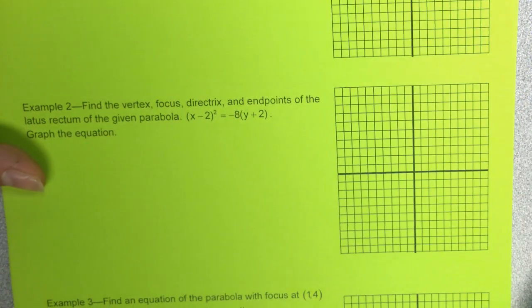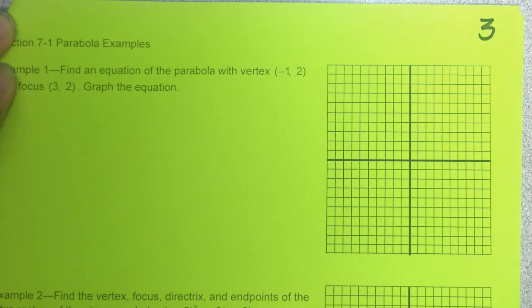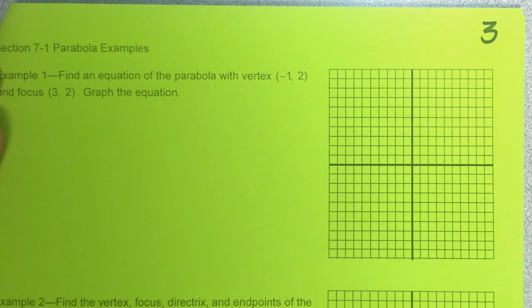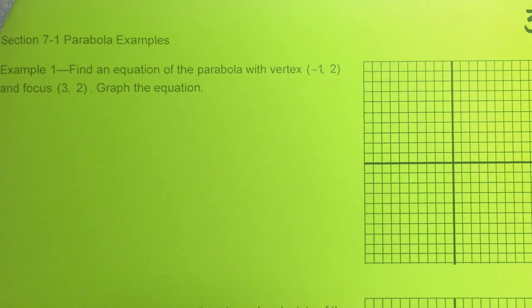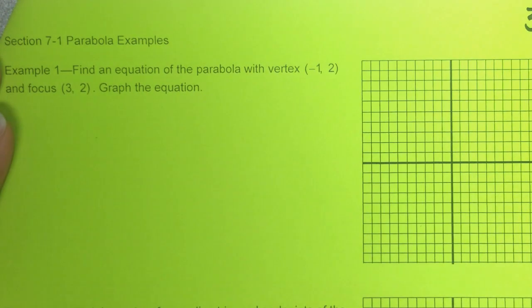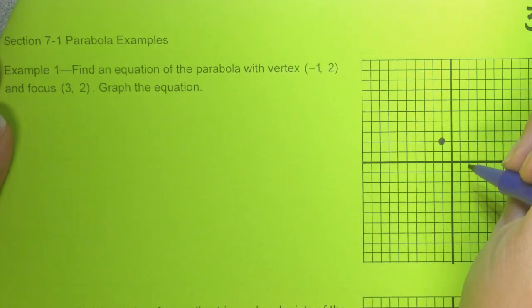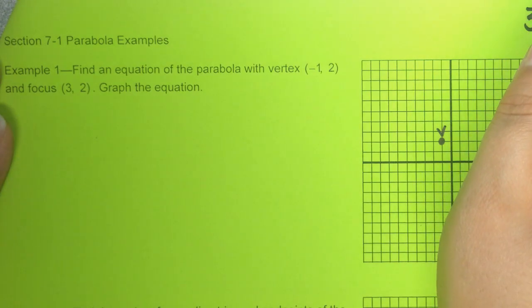Page 3, we're not going to do ellipses or hyperbolas today. So go to page 3, please. I want you to find the equation of the parabola with the vertex -1, 2, and a focus of 3, 2, and graph it. Can everybody plot these real quick? -1, 2, and 3, 2.